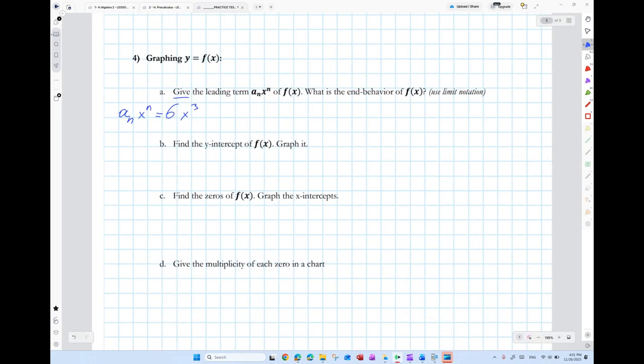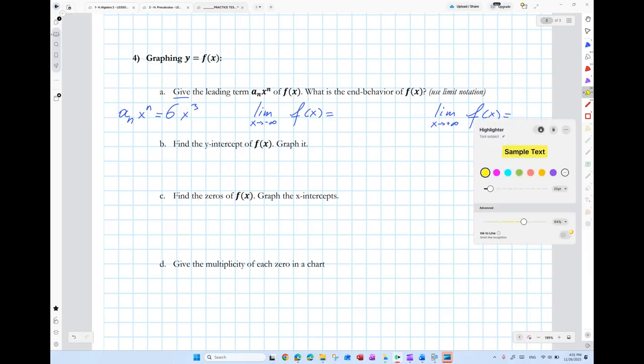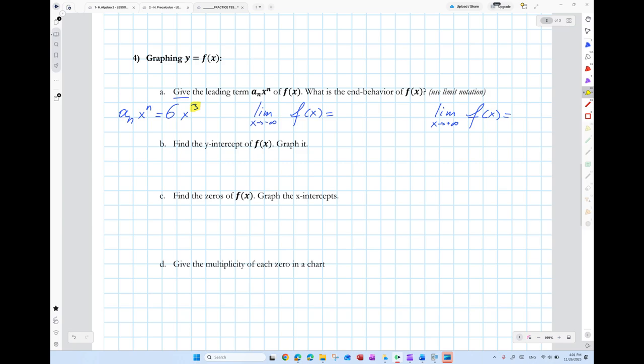And I can directly conclude the end behaviors. The end behavior, that is the limit as x approaches negative infinity, and the limit as x approaches positive infinity. So let's analyze this leading term. I've got an odd degree, so the end behaviors will be different.